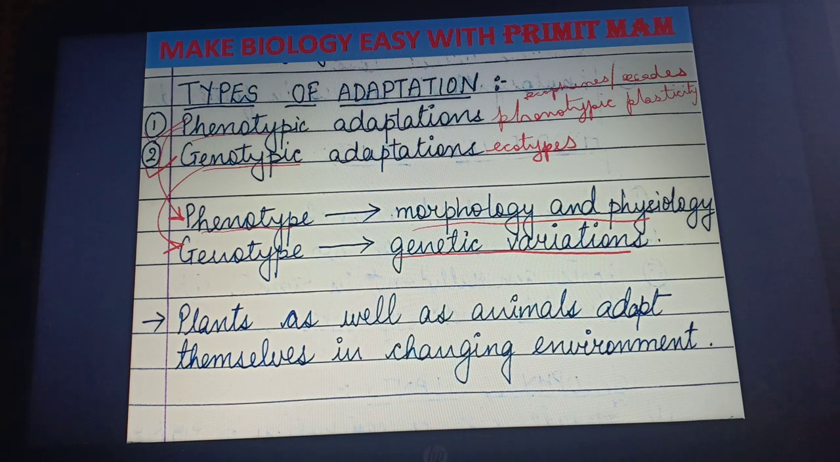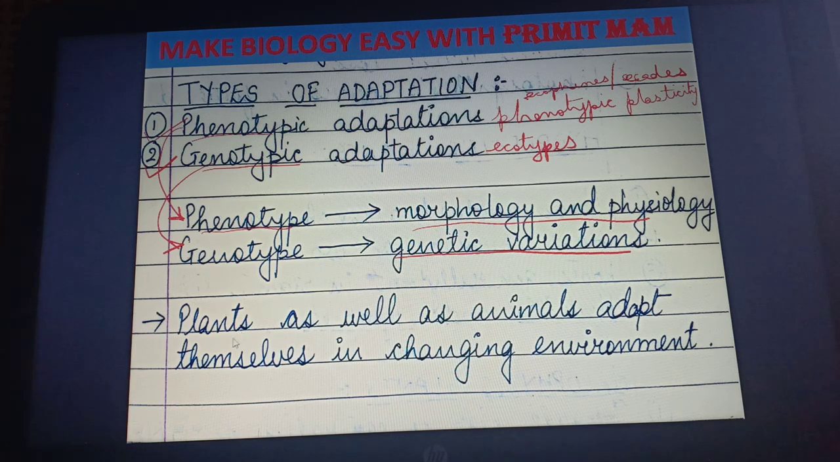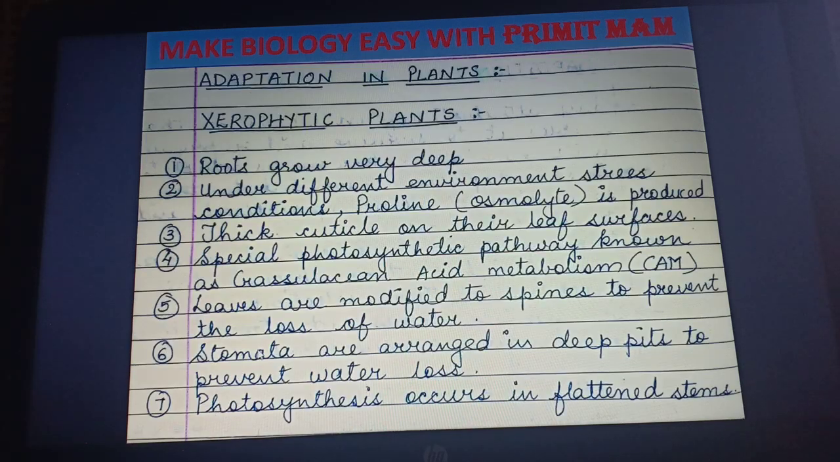So my dear children, I hope you have understood what phenotypic adaptations and genotypic adaptations are. Variations occur in all organisms. It is not that it occurs only in a few organisms. It occurs in plants as well as in animals. And with those variations, the plants and animals adapt themselves in the changing environment. So let us see the different adaptations that occur in plants.